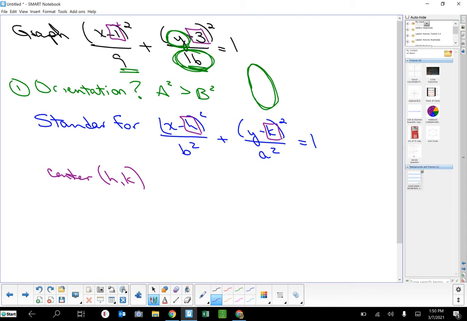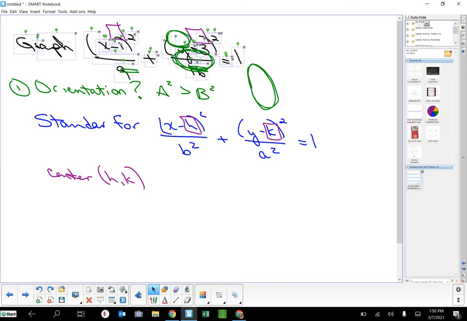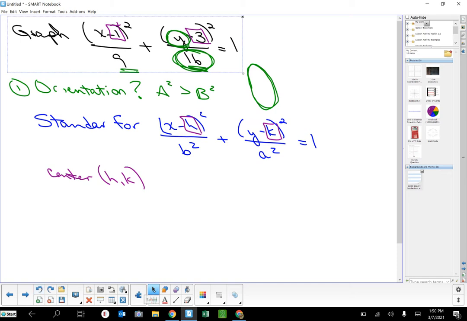I kind of covered some things up. Let's move some of these circles. I want that green circle. All right. So we know that the center is at 1, -3.